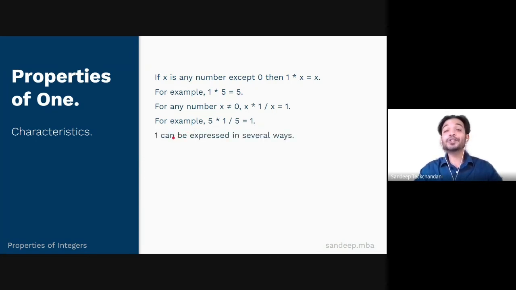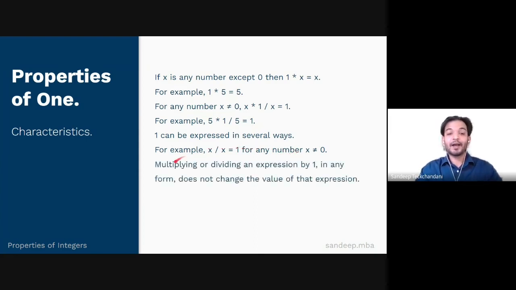1 can be expressed in several ways. For example, x upon x is equal to 1 for any number x not equal to 0. Another characteristic is that multiplying or dividing an expression by 1 in any form does not change the value of that expression. For example, I take the expression x plus y, and if I multiply this expression by 1, I'll get x plus y only. Another example, I take the same expression x plus y, and if I divide that expression by 1, I'll again get x plus y.